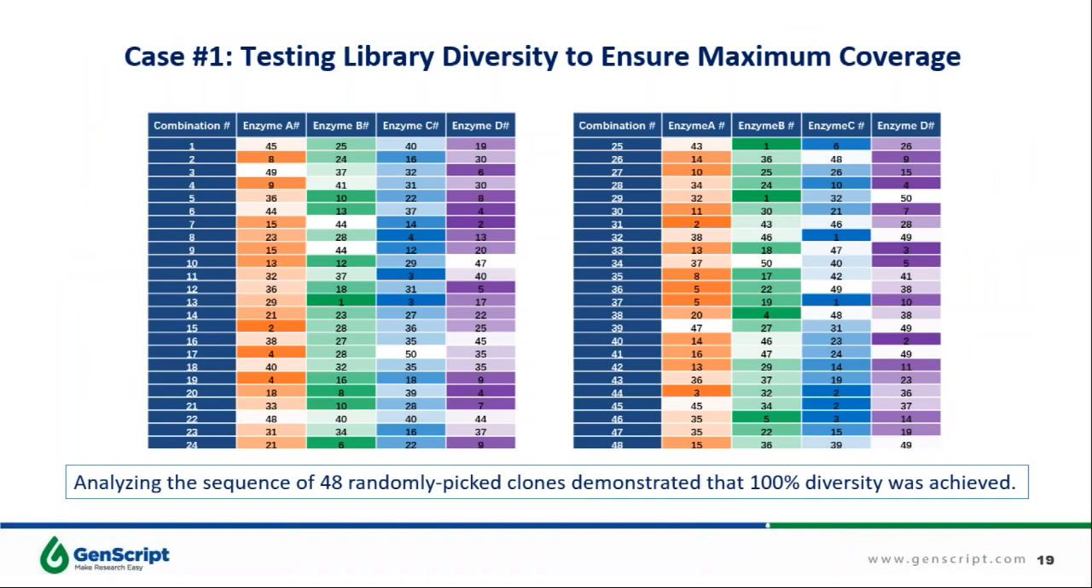To test the diversity of our assembled library, we randomly sequenced 48 clones. We found that different enzyme variants are randomly distributed, indicating very little bias from the DNA assembly. In addition, all the sequenced clones are different from each other, indicating the library diversity is 100%.